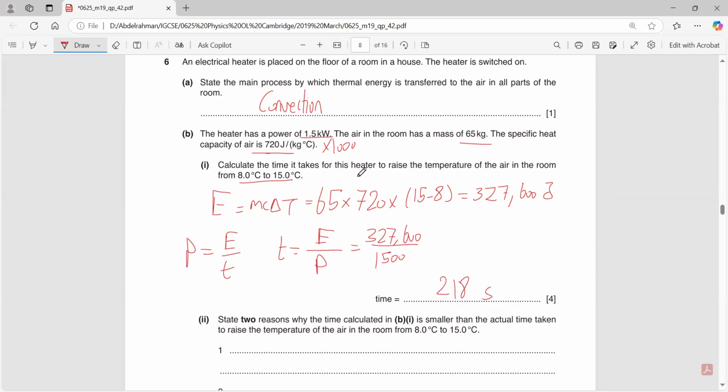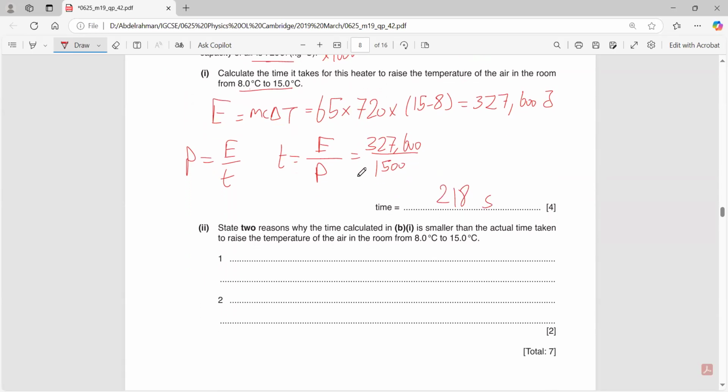State two reasons why the time calculated is smaller than the actual time taken to raise the temperature of the air. Might be some of the energy is lost to the surroundings. Yes, but in this question, you might need to be more specific as to which surroundings exactly. You might say the heat is used to raise the temperature of the furniture around you, or some of the air escapes through small cracks in the windows and the doors.